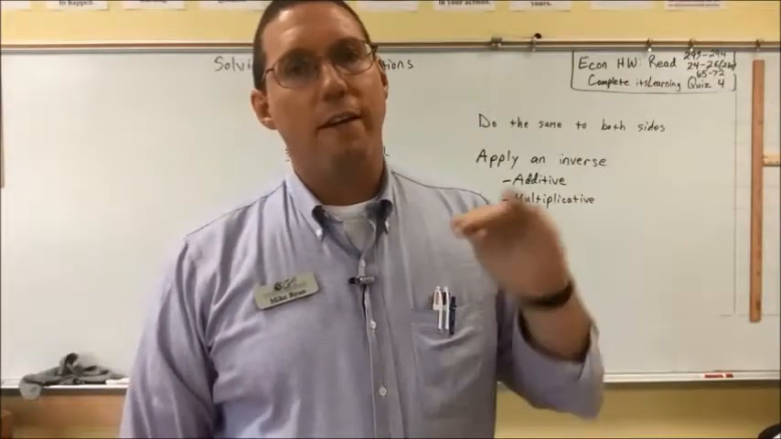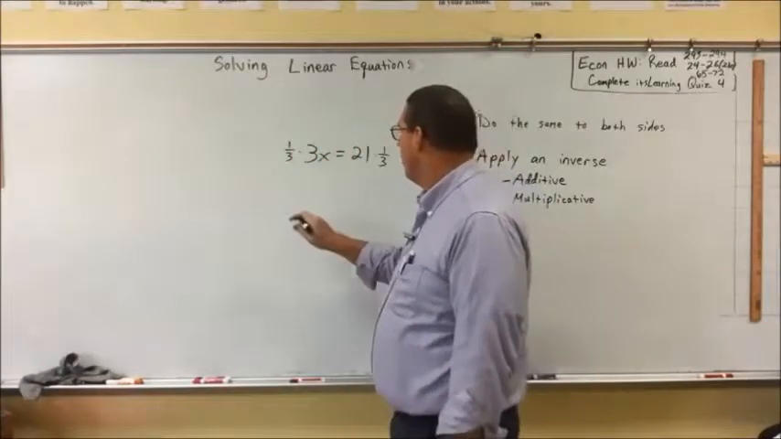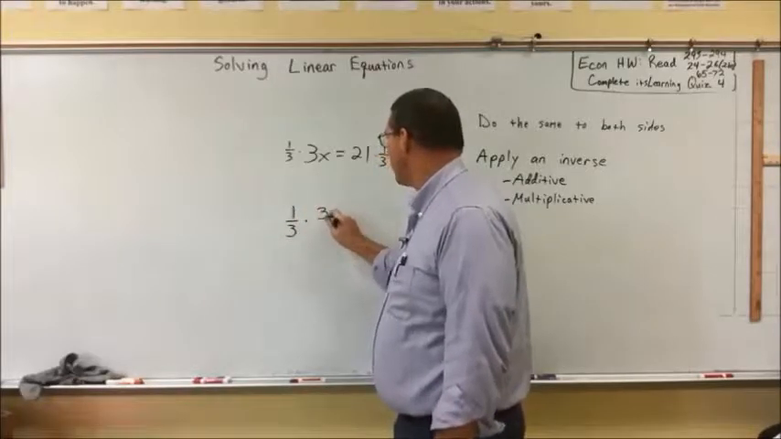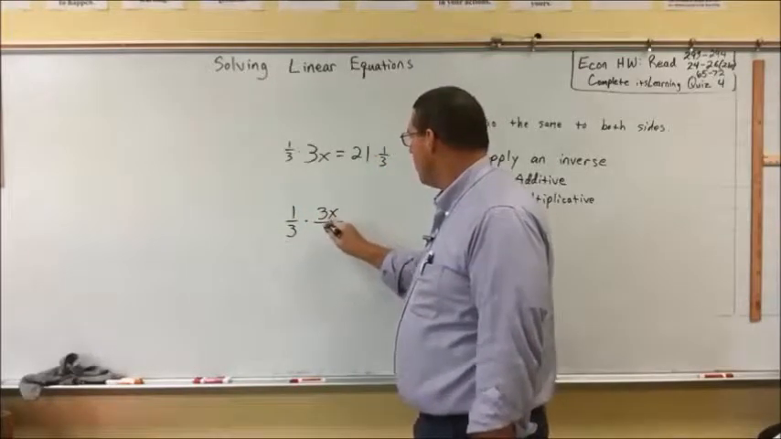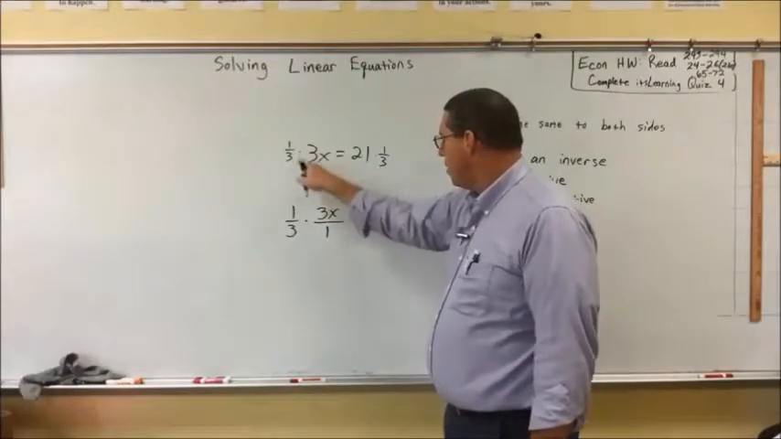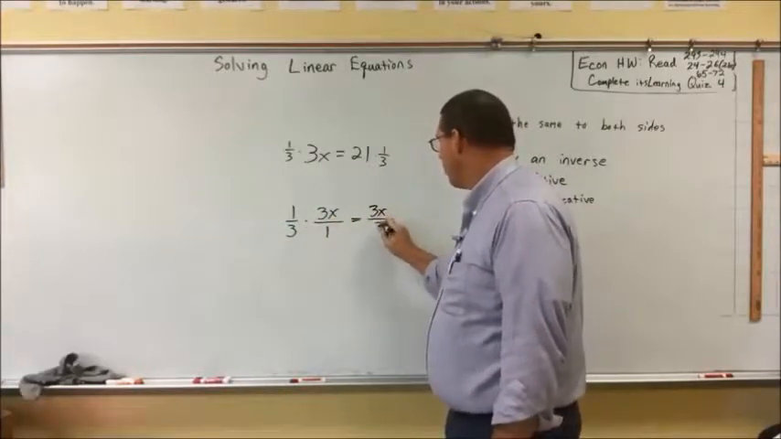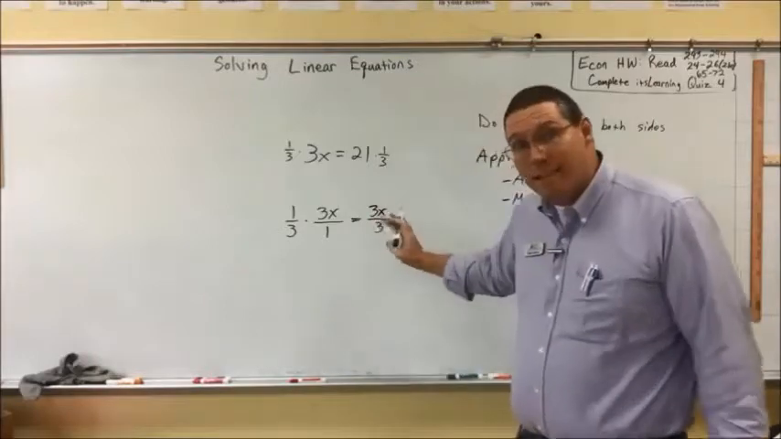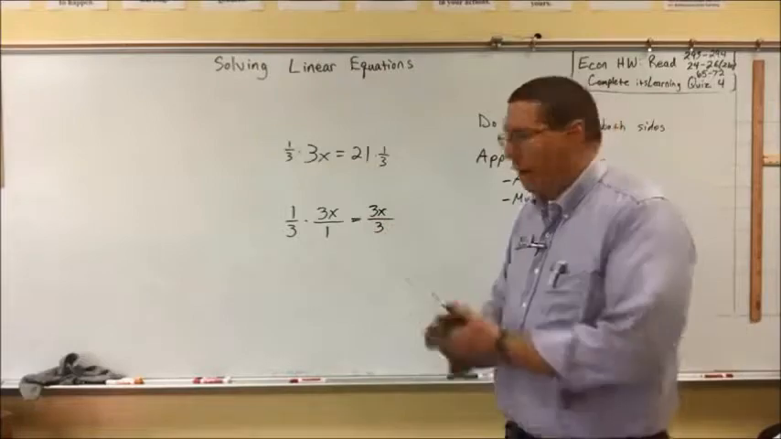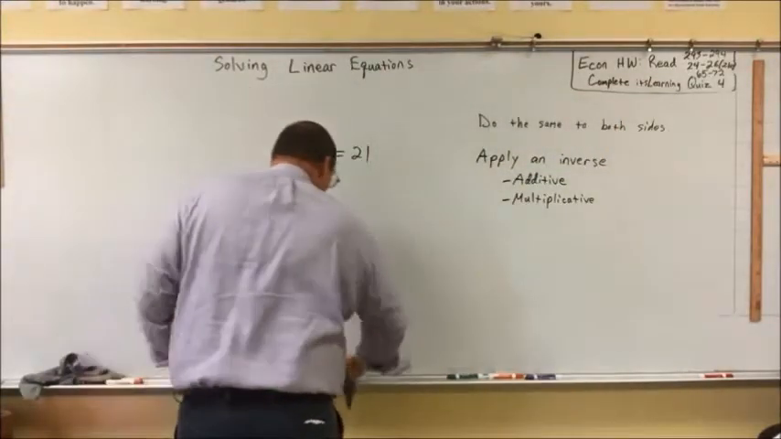I just want to show you that dividing by 3 means the same thing as multiplying by 1/3, because 1/3 times 3x, isn't 3x the same thing as 3x over 1? And so, if we multiply these, 1 times 3x is 3x. 3 times 1 is 3. And now it looks just like it did when you divided by 3, right? It's the same thing.